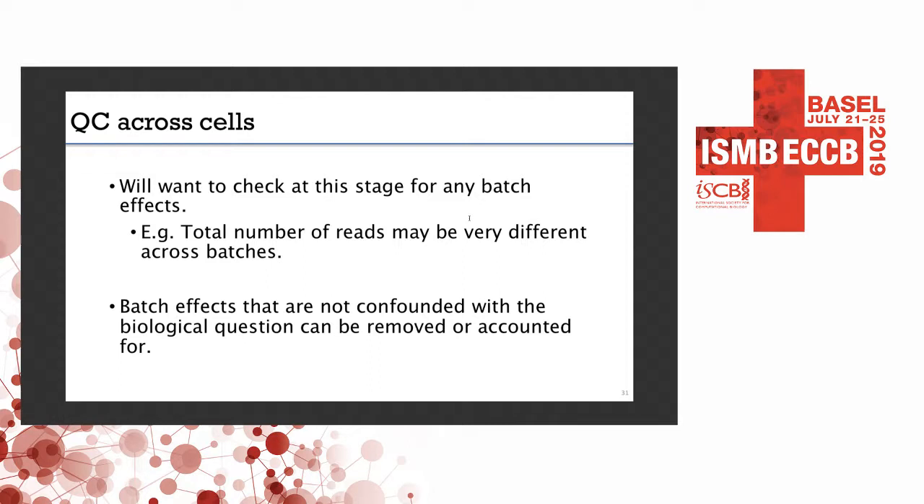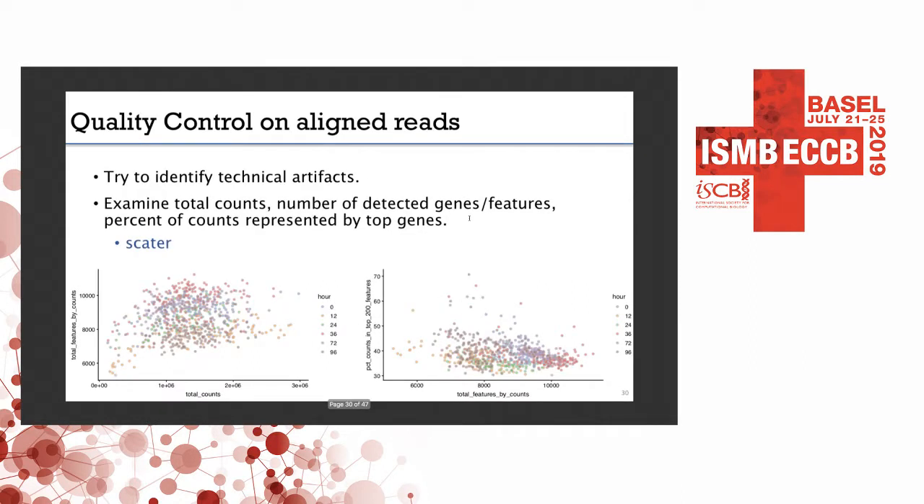We often do see that the total number of detected genes or reads might be different across batches. But we have to make sure that the batch effects are not confounded with the biological question. So let me go back one. In this example, each of these collections of single cells was done at a different hour, and it was also a batch. So here, batch and hour are actually confounded. And so if there was a serious separation here, I wouldn't necessarily want to remove it because of the way that this experiment was done.